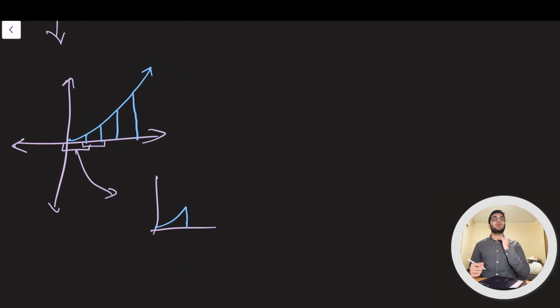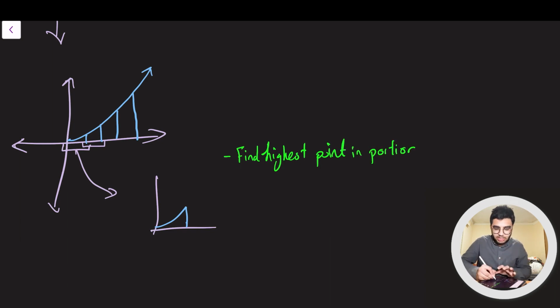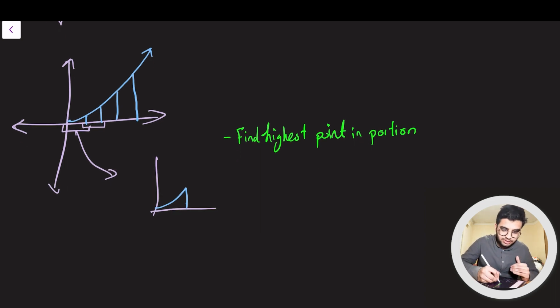Now, this time we're going to follow a proper procedure. I'm going to list the steps down because they are so important and a lot of people miss them. So to find the bigger rectangle, what we are going to do is find the highest point in the portion or range. Whatever your highest point is, you first find that. In this case it is this.